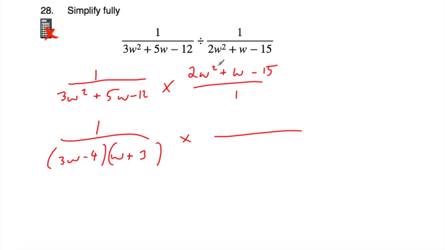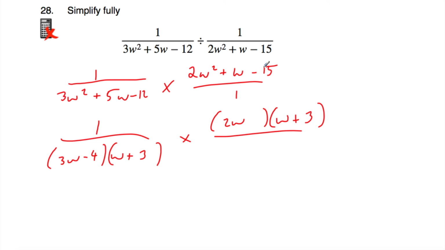Now let's factorize this numerator here, so that'll be 2w, and then in brackets, w. Okay, so we found what's at the front of the brackets. Now we want to figure out what goes here and here. Now in terms of this, I'm going to use this as a bit of a hint here. We've got here 3w minus 4, well, it's not going to be either of these brackets, and we've got w plus 3. I wonder if this is w plus 3.